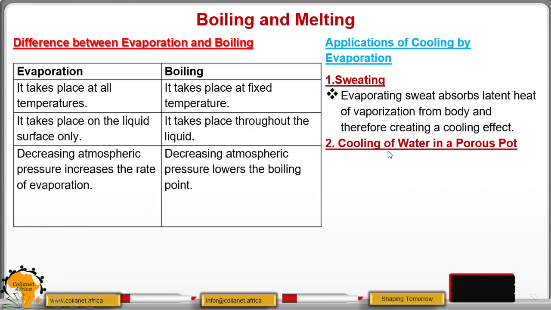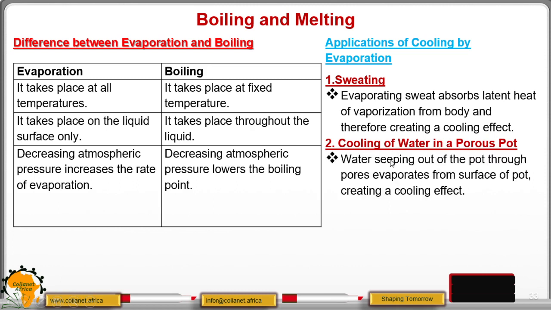Then number two, we have cooling of water in a porous pot. Water seeping out of the pot through the pores evaporates from the surface of the pot, creating a cooling effect. And that is why water placed inside a porous pot becomes cold, because as the water molecules escape from the pores, they take away the latent heat of vaporization and therefore create a cooling effect. So in other words, we are saying evaporation causes a cooling effect.